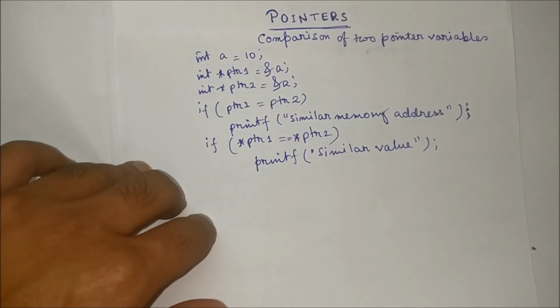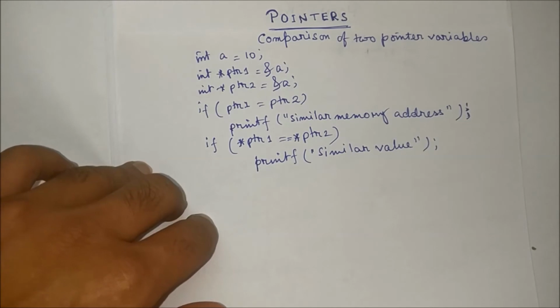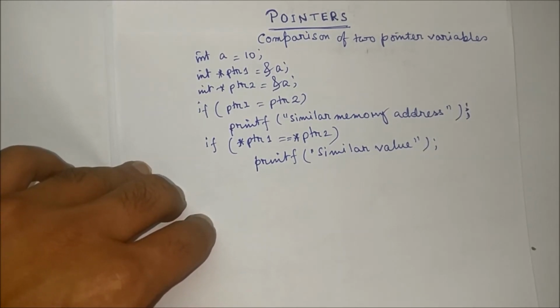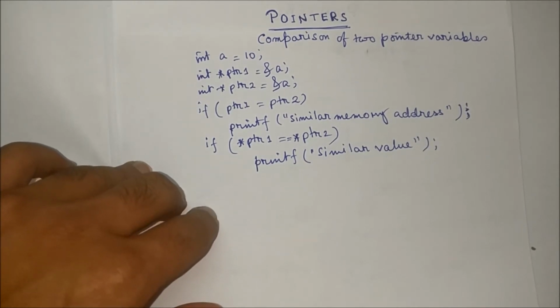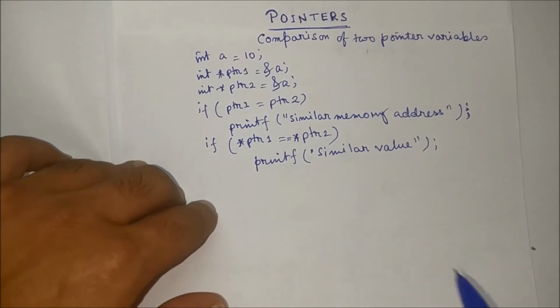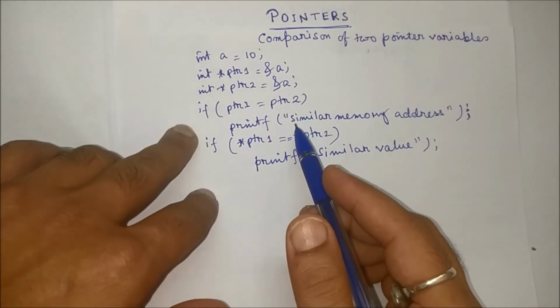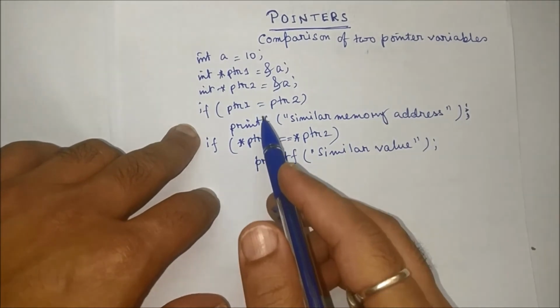Now I am going to discuss another interesting concept: comparison of two pointer variables. This concept will be very useful whenever you are writing data structure programs using pointer variables, for example linked list, stack or queue programs, where comparison between two pointer variables is very important to understand, because sometimes in our program we want to know whether the pointers are pointing to the same memory location or whether the values stored in the pointers are the same or not. So now I will explain step by step what each statement is doing here.